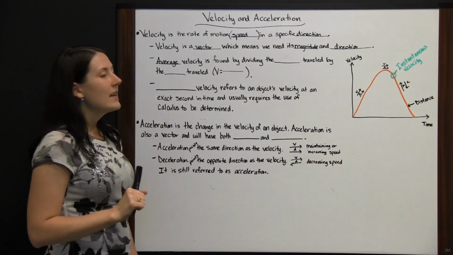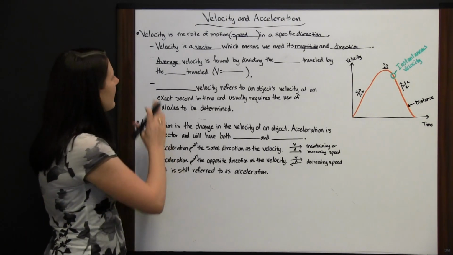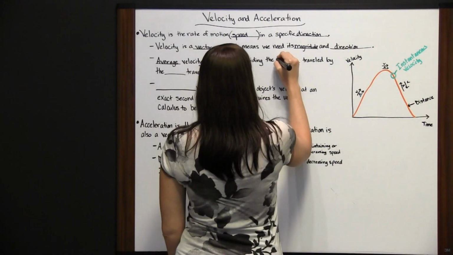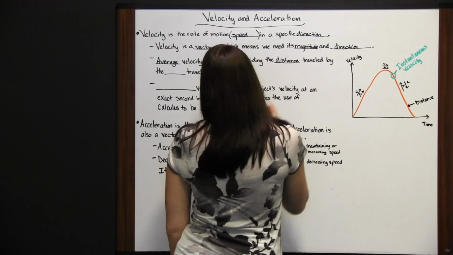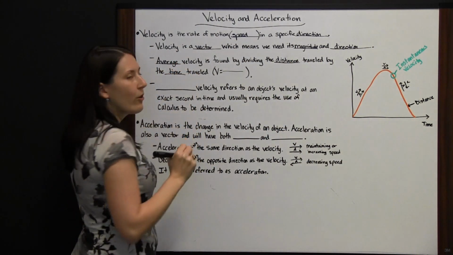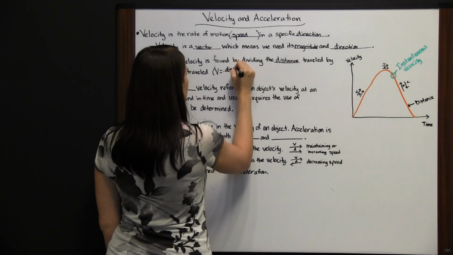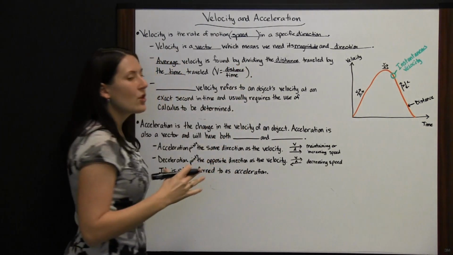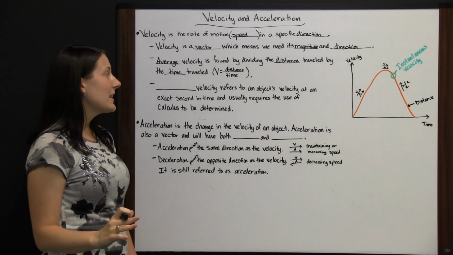Average velocity is one of the two velocities that you need to keep in mind. Average velocity is found by dividing the distance traveled by the time traveled. So your formula would be velocity equals distance over time. So you may start slow, speed up, and then slow down as you come to your destination.